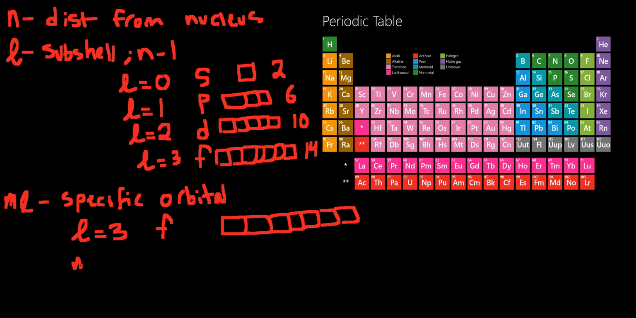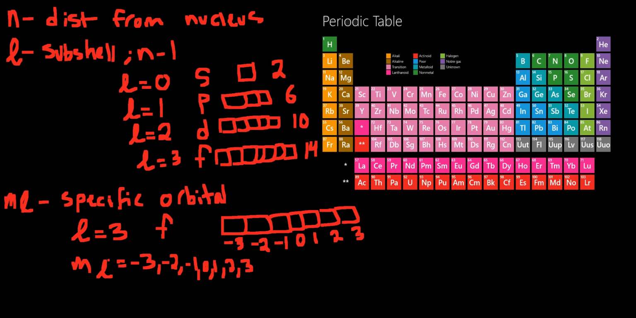So ML is going to be the range of this. So it's going to be -3, -2. It can be -1, could be 0, could be 1, could be 2, and it could be 3. And notice how it perfectly lines up with the 7 boxes that we have here. This is the -3 box, this is the -2 box, this is the -1 box, this is the 0 box, this is 1, this is 2, this is 3. So ML is basically the range of the L from -3 to +3.